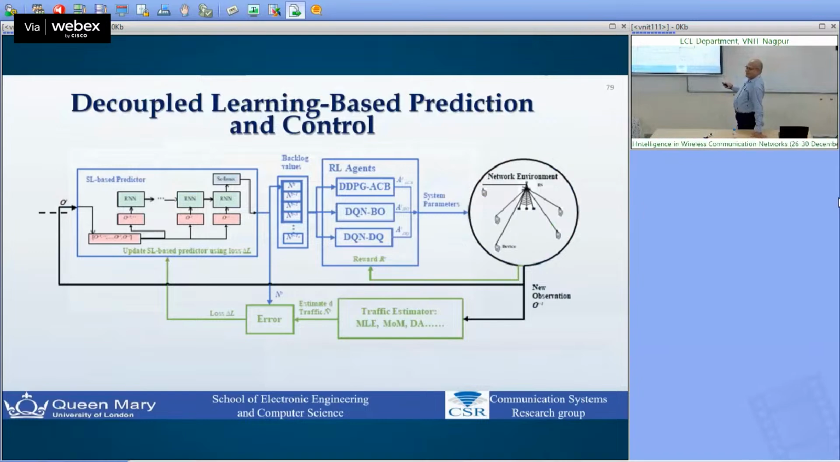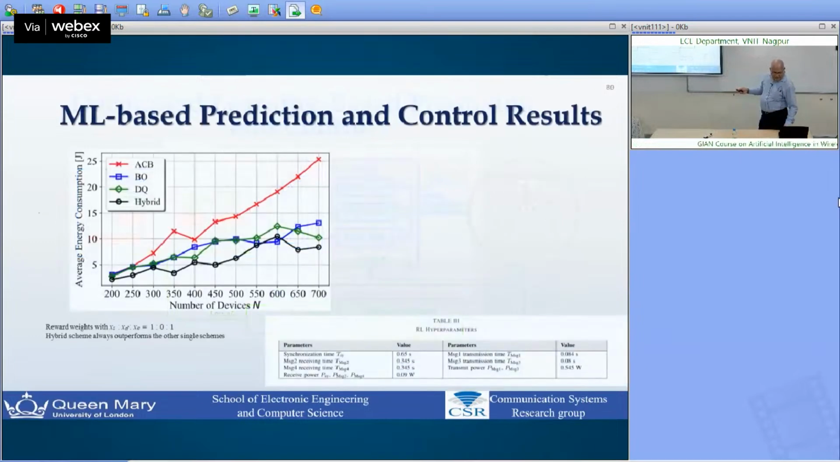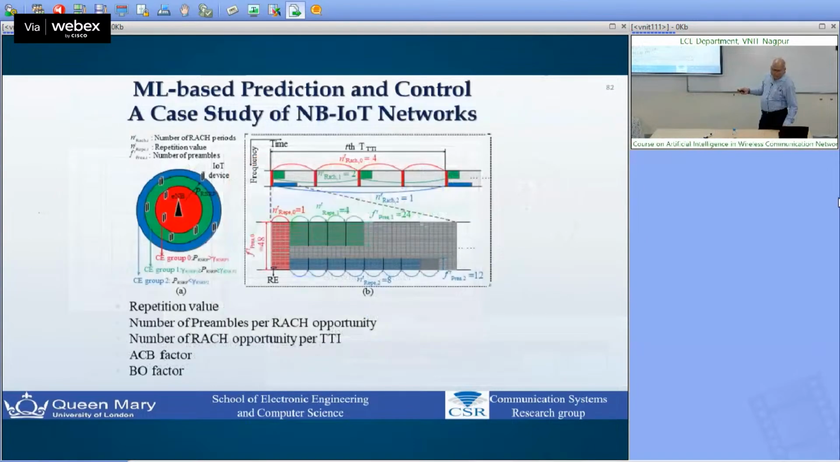I haven't considered narrowband IoT standard here. Yesterday we considered narrowband IoT, not access control. Today this one is general access control only, not narrowband IoT. Now I am going to consider access control in narrowband IoT. If you consider this narrowband IoT, we have 9 parameters.